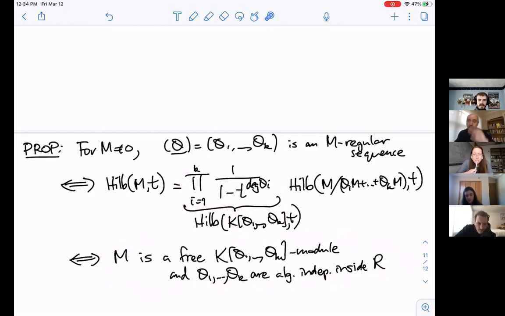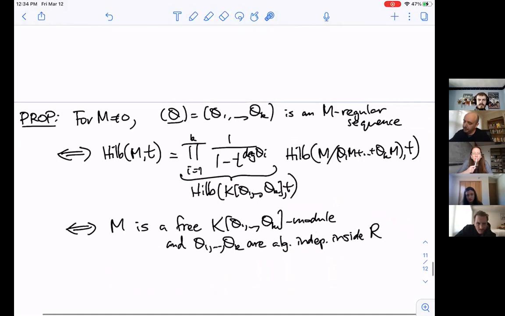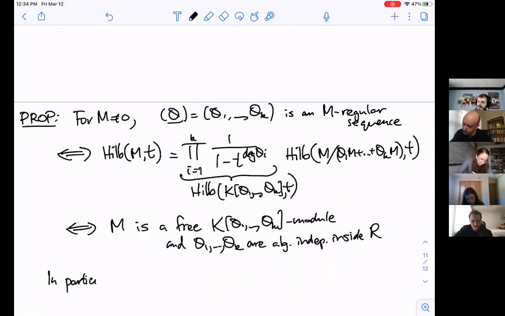All right, so before I prove that, let me just point out a couple of things about this. In particular, let's just take the k equals 1 case for the moment. Theta 1, just being a non-zero divisor, means the relation between the original Hilbert series and the quotient by theta 1 is just a 1 over 1 minus t to the degree of theta. Every time you do that, you multiply by this expression.